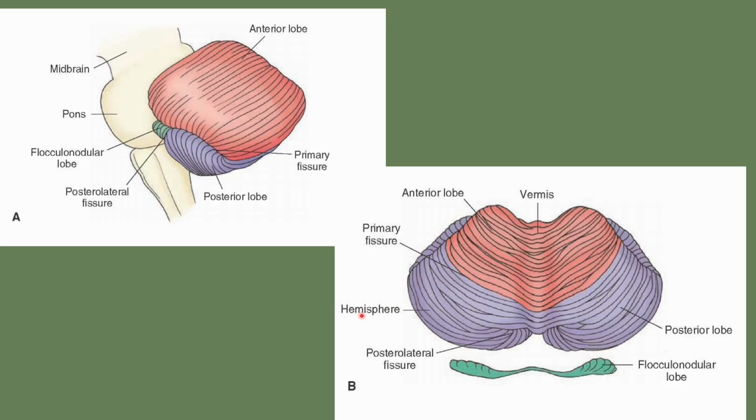Now, this is another picture of your lobes and your fissures. In this slide, you can see the flocculonodular lobe, no? This is the anterior lobe. Again, your vermis, which is the median of your cerebellum. And then you have your posterior or middle lobe, and then your flocculonodular lobe. In this one, you can see the primary fissure, which separates the anterior from the posterior lobe.